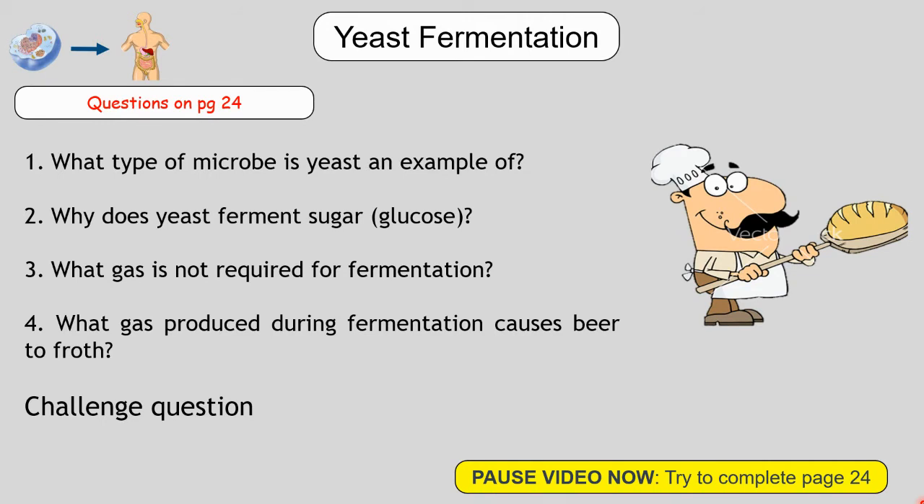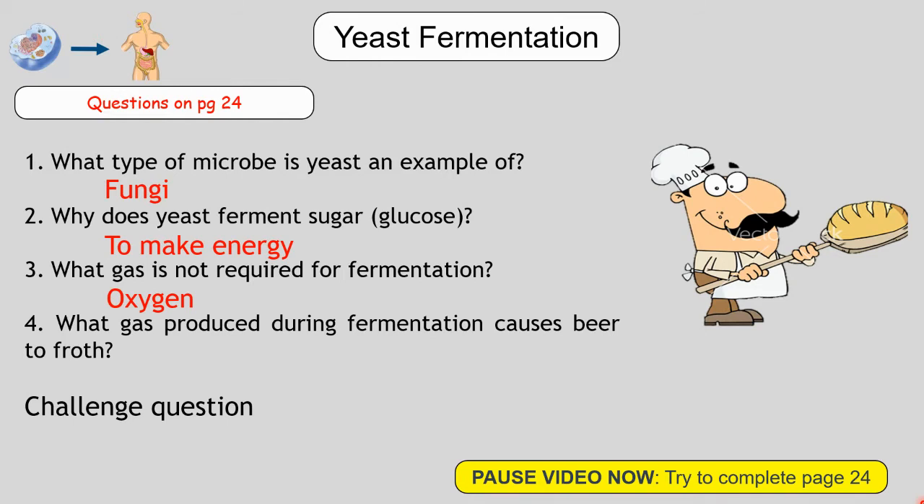So let's look at these answers. What type of microbe is yeast an example of? Yeast is an example of fungi or a fungus. Why does yeast ferment sugar, also called glucose? Glucose is a type of sugar. So why does yeast ferment sugar? To make energy.